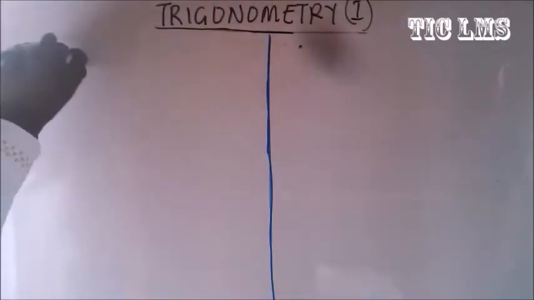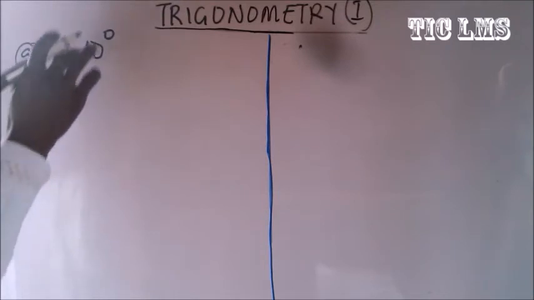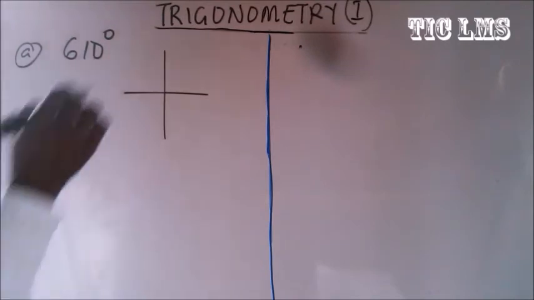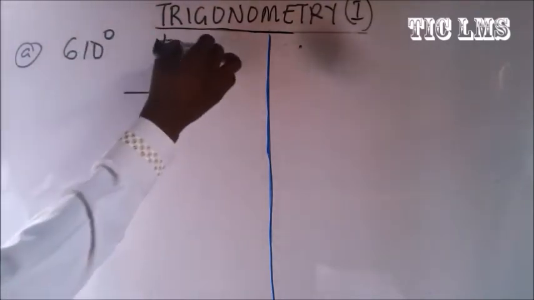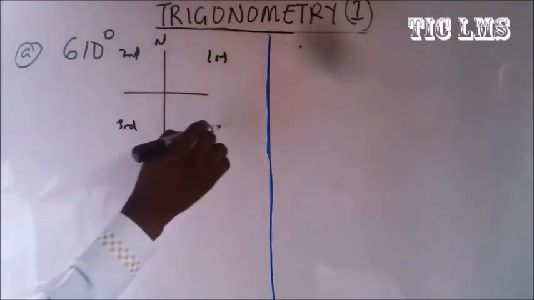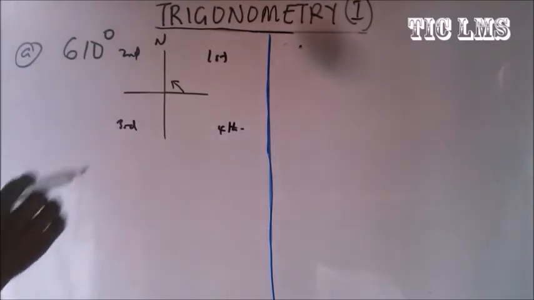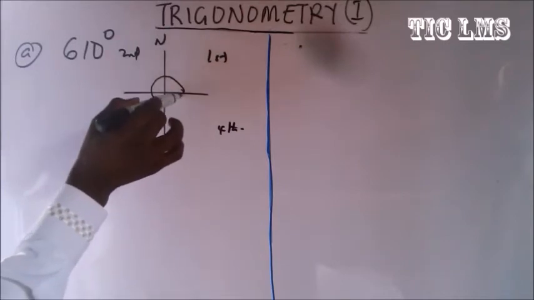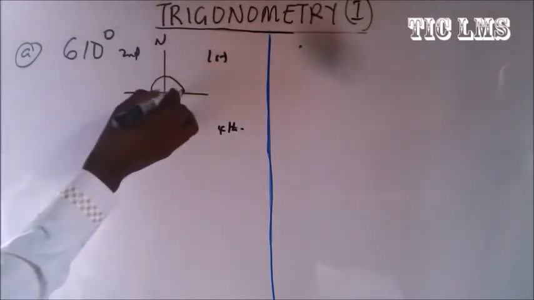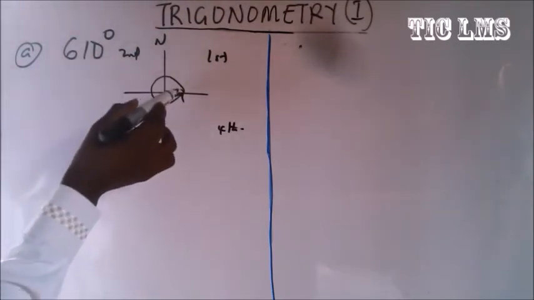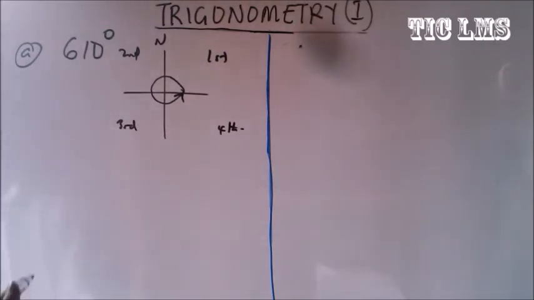For the first one, we have 610 degrees. When we take a look at the 4 cardinal points, here north, alright, and here we have the first quadrant, here is the second, here is the third, and here is the fourth. Alright, so when we take our reading going in an anti-clockwise direction, when we go once like this, that shows we've gone 360 degrees, right? And apart from being 360 degrees, going in this direction is a positive direction. But if we went the other direction, that's the negative direction.